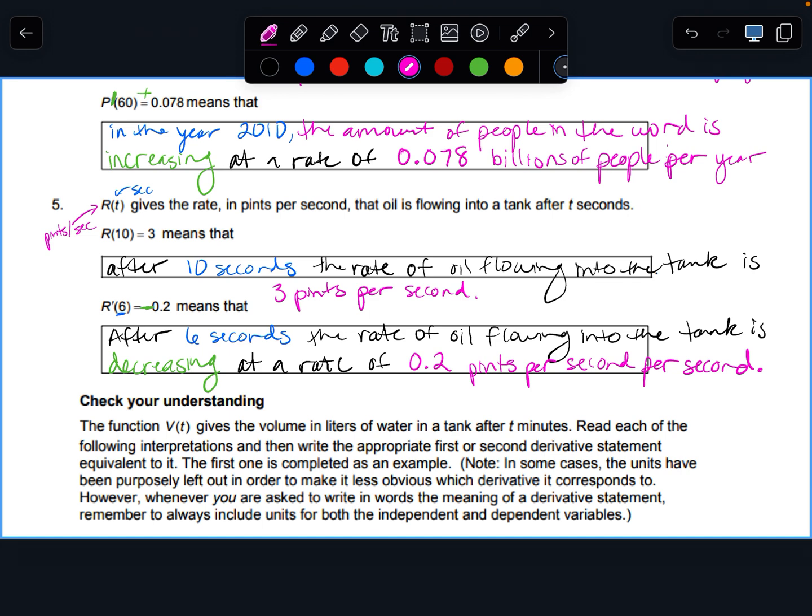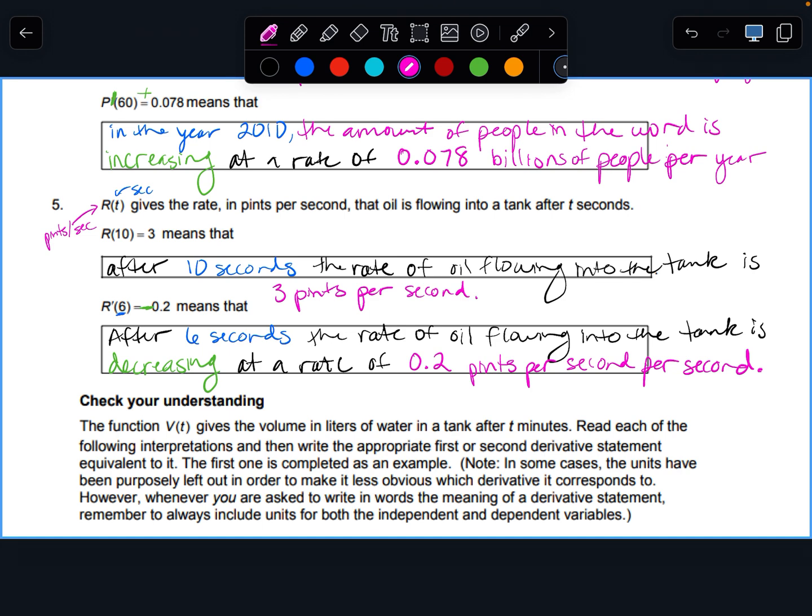So I guess the rule of thumb is make sure your units are under control. And the way you start all these is very similar. You're still using the same question: what does my R stand for? And what makes it a derivative sentence is this decreasing at a rate. So the rate is decreasing at a rate? Yep, so the rate is decreasing.